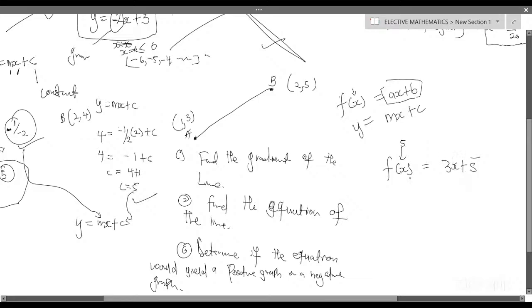And that result, what is it? It is going to be 3 into bracket 5 plus 5, which is going to give me 20. So that is what makes this a function. I get the point.